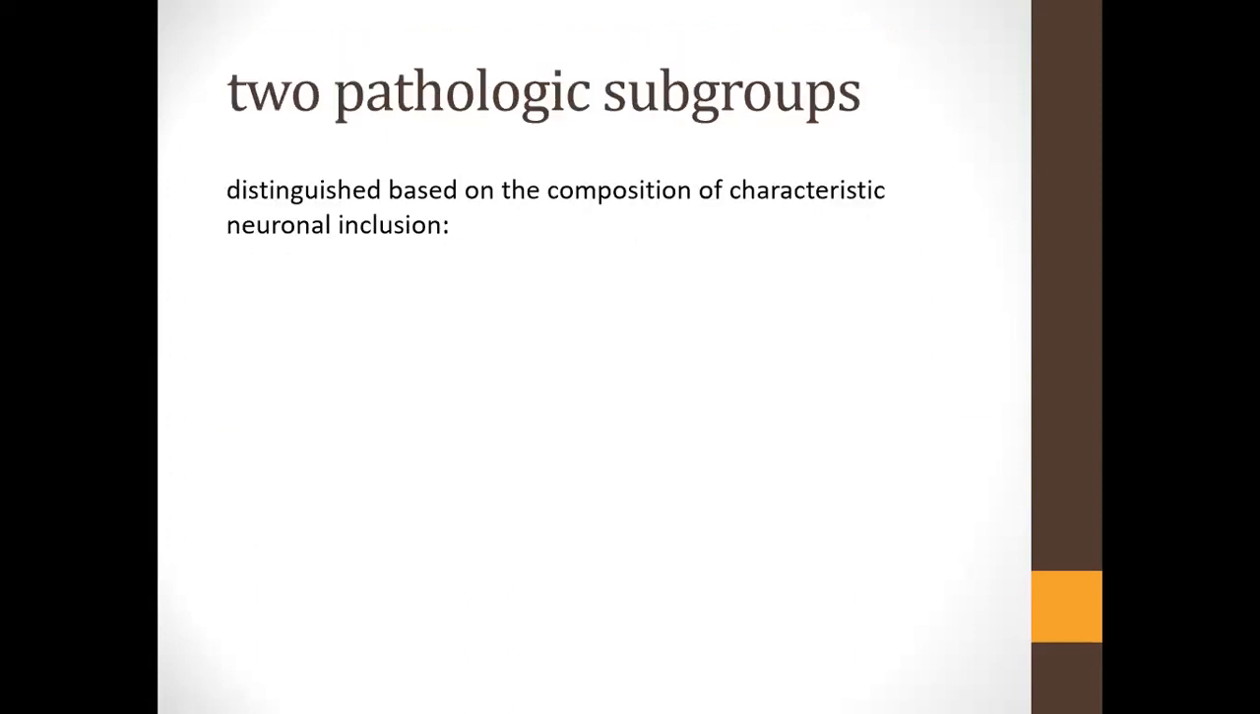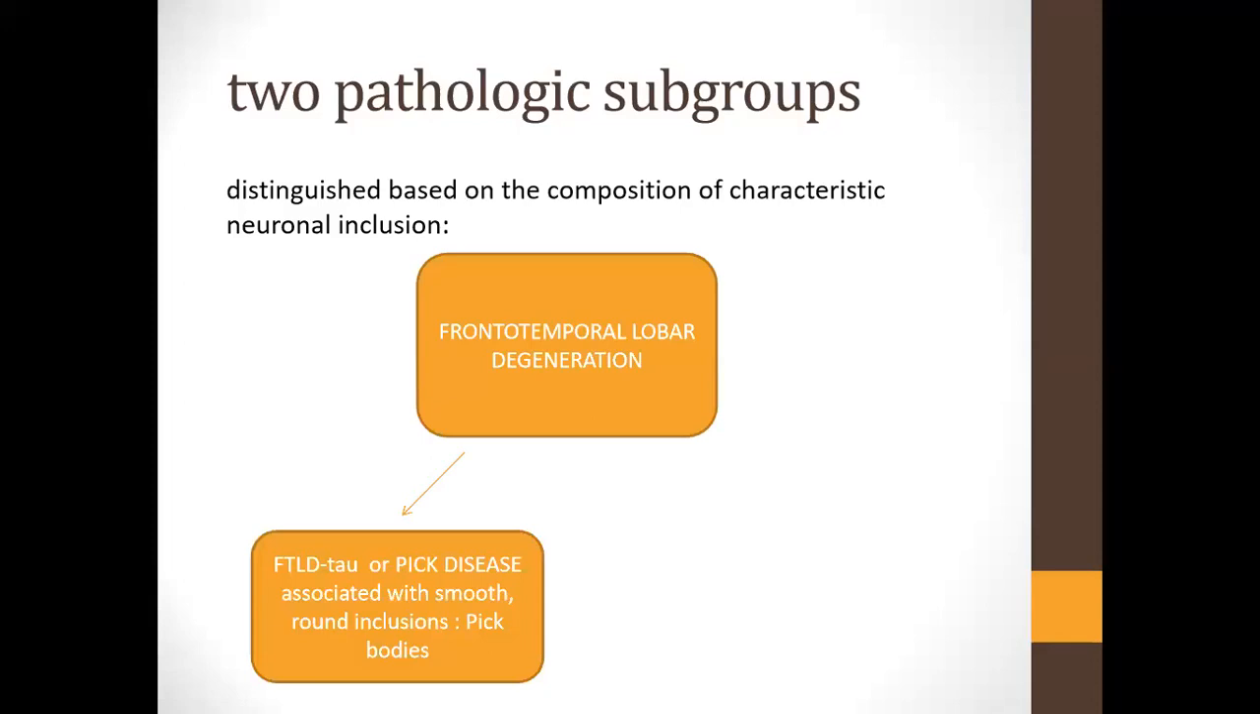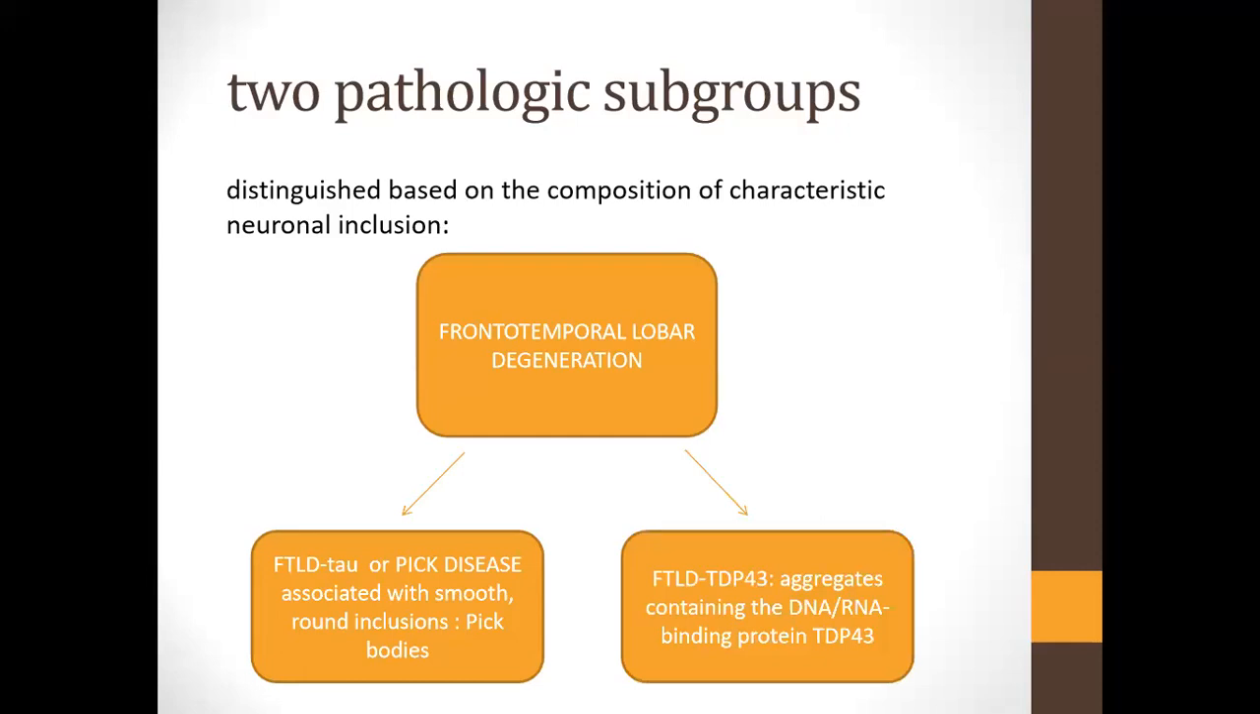Two pathological subgroups are identified on the basis of histology. Number one is that if the inclusion bodies include the smooth round inclusions of tau protein, also known as Pick bodies, or if the aggregates are of the DNA and RNA binding protein known as TDP-43, then we call it FTLD-TDP43.